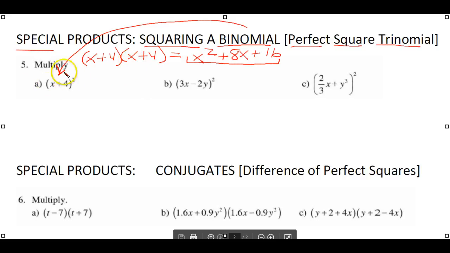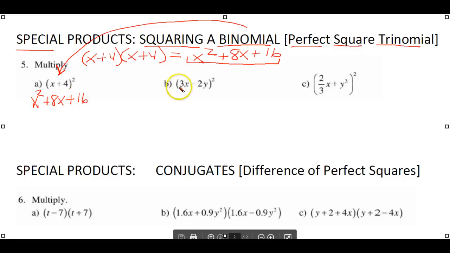Now the recipe for this is square the first term. Multiply these two terms together. That gives you 4x. Now here's where we double it now, because we did it twice. Your outers and inners are the same. That's where you get the twice from. So multiply this 4x, double it, plus 8x. Square the last term. That's a perfect square trinomial.